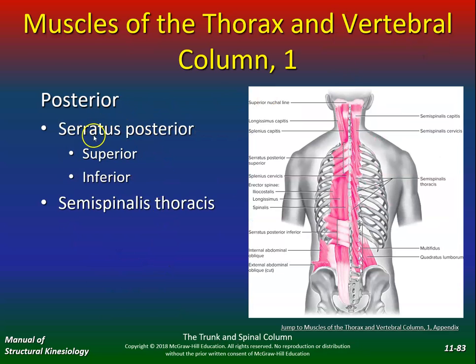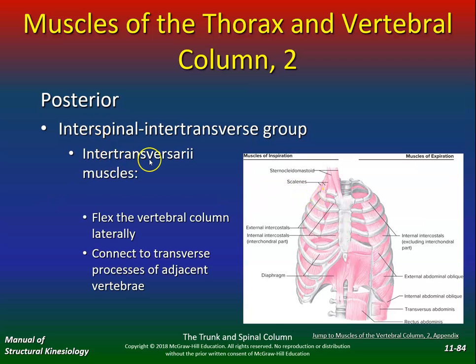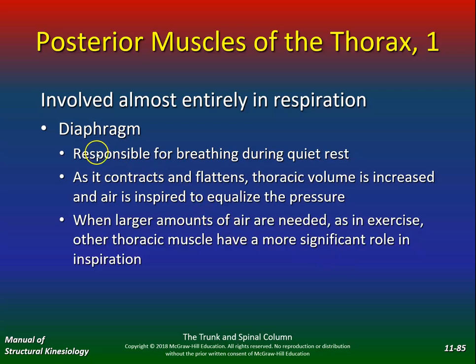All right, muscles of the thoracic, posterior: serratus posterior, superior and inferior. That's all back here. Remember the serratus anterior was here, but here you've got the serratus posterior. You've got the intertransversarii muscles right in here. You've got the diaphragm, which is the most important one, responsible for breathing during quiet rest. As it contracts and flattens, thoracic volume is increased and air is inspired to equalize the pressure. When larger amounts of air are needed, as in exercise, other thoracic muscles have a more significant role in inspiration.